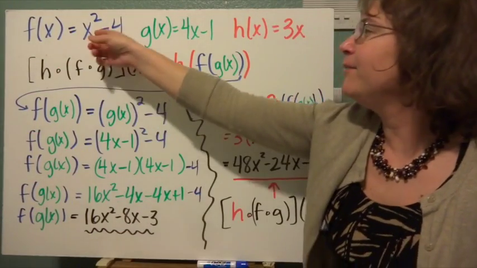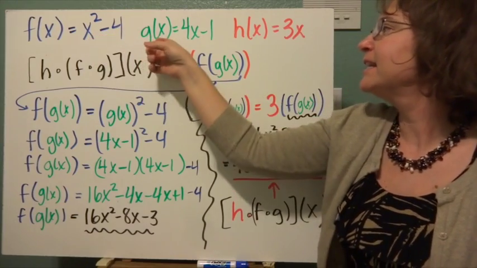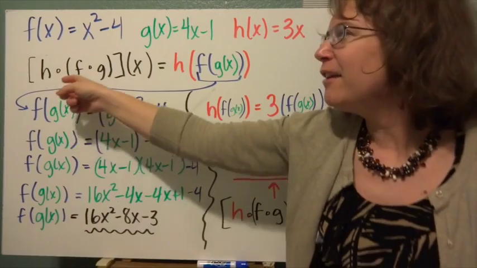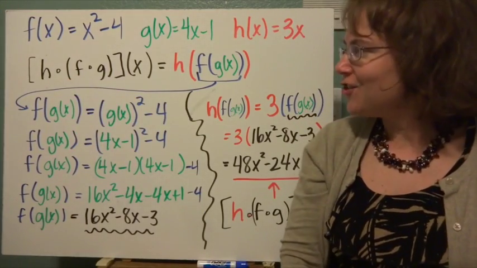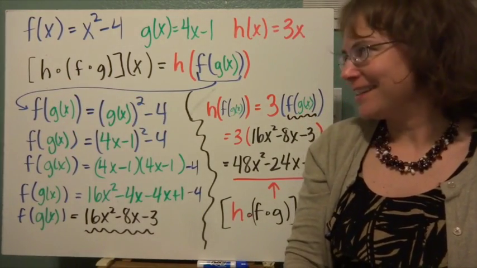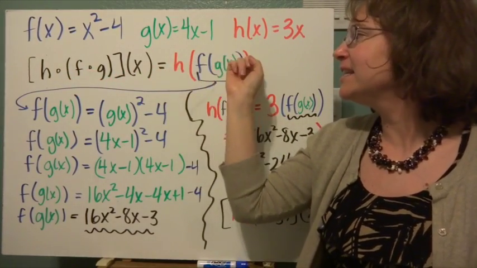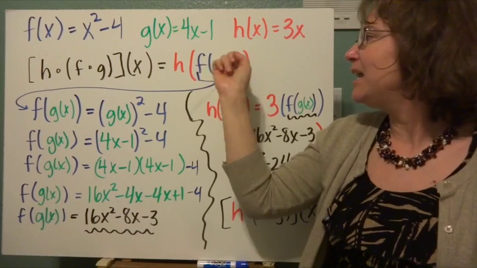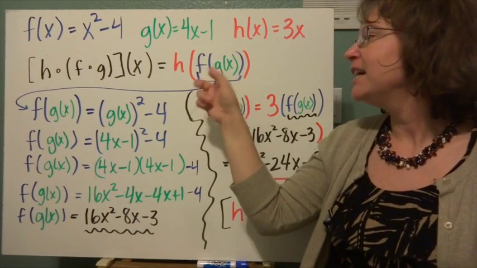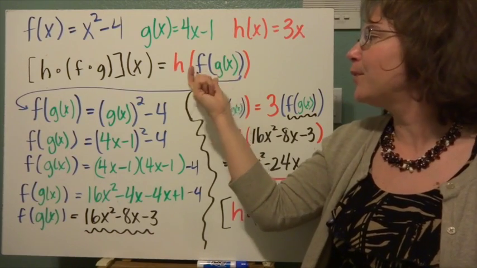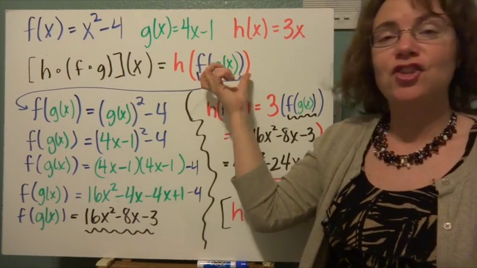Okay, so I have my same values again for f of x, g of x, and h of x. My functions are the same. Now what if I wanted to find h of f of g of x? I could rewrite it here just like this. First I'm going to find out what my f of g of x is. I'll break it down and then I'll find h of that.